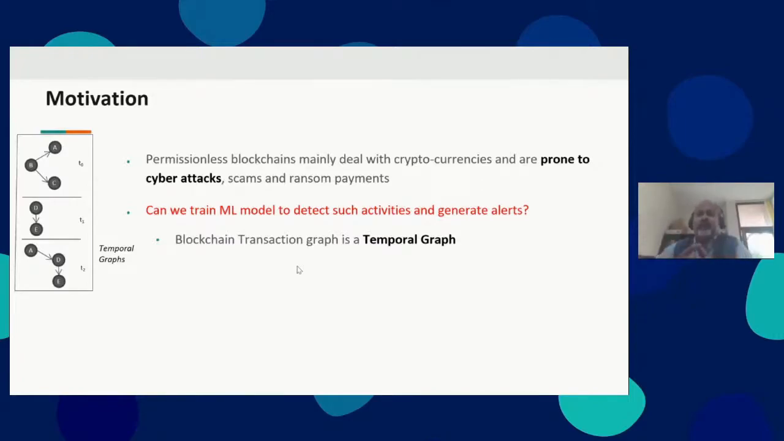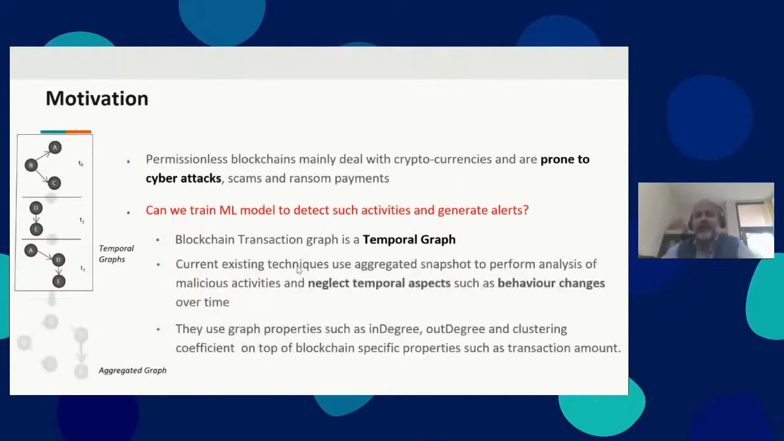So maybe in block number 1, B gave money to A, and in block number 17,000 again B gave money to A. So you will have two edges, but it won't tell you which block and how far apart they were. So these kinds of temporal nuances of these activities were not captured. So that's the main thing that we have done here: we said, well, don't consider it as an aggregate graph, consider it as a temporal graph.